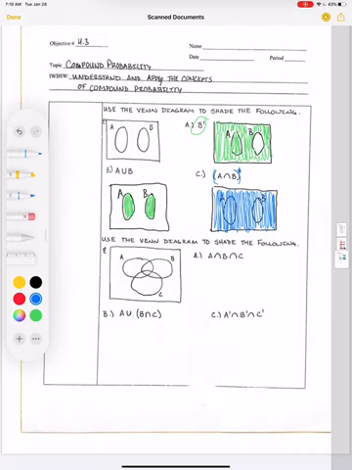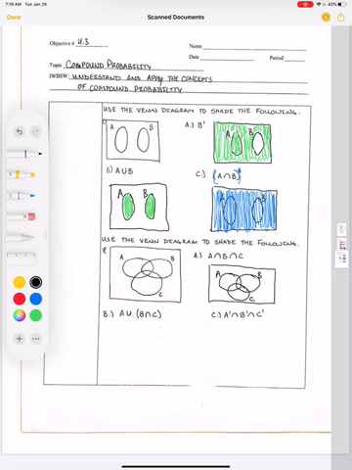Okay, so we're going to move on to the next set of examples. Again, use the Venn diagram to shade the following. So we're going to use this Venn diagram for all three of these examples. I'm just going to go ahead and fill all of those in. Okay, so we have A intersects B intersects C.